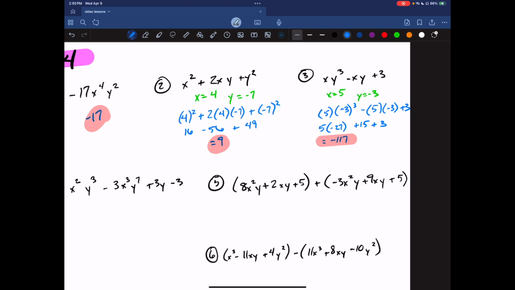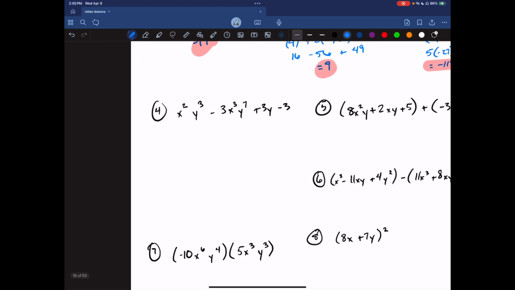Okay, on 4. Here, they're asking you several questions in one. First of all, they want you to make a list of all your terms. Well, my first term is here, second term is here, third term is here, fourth term is here. So for my first term, I got x squared y cubed. Second term, I got negative 3x cubed y to the 7th, and notice I included the sign. My third term is 3y, and my fourth term is negative 3.